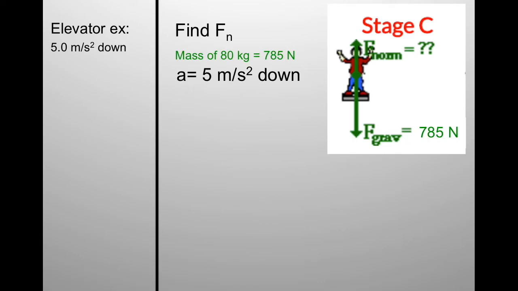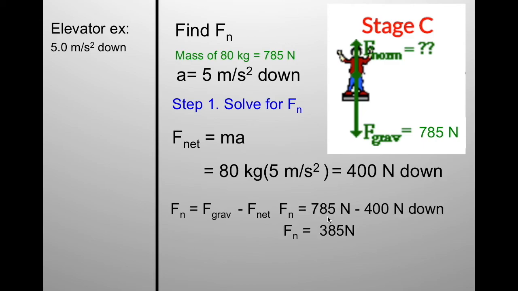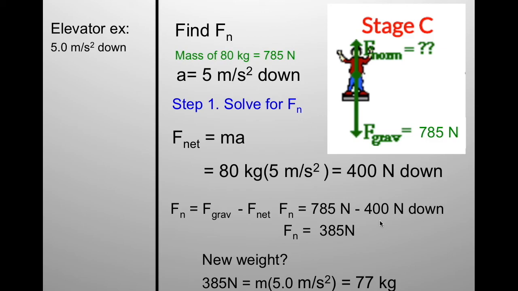Go ahead and try to solve for this. Now Otis is going down at 5 meters per second squared. His weight is still the same, and we need to solve for what the normal force is so we can figure out what his new weight is. Step 1 is to solve for the net force. When we plug everything in, we get a total of 400 newtons going down. Then we need to find the normal force, which is the gravity minus the net force. When we do that, we get a total of 385 newtons. Plugging this back into F equals ma, his new weight is now 77 kilograms.